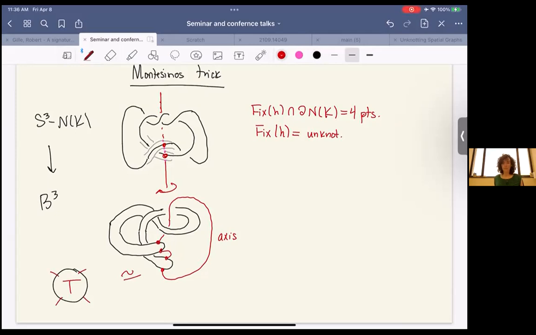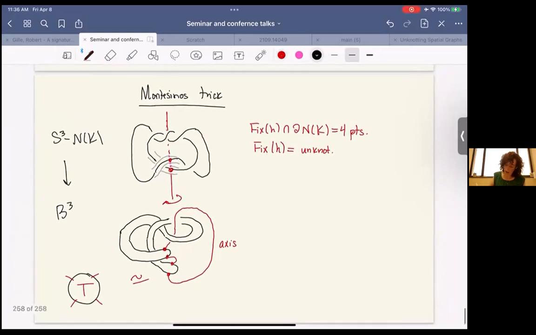All right. And the point is that when I'm doing P over Q surgery along K, that's going to correspond to a rational tangle filling of T. Okay.